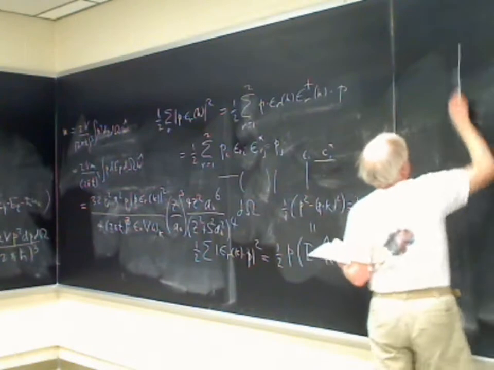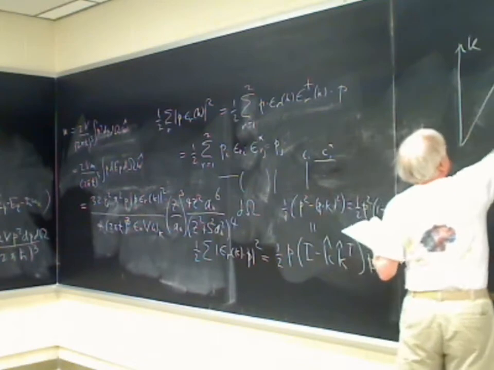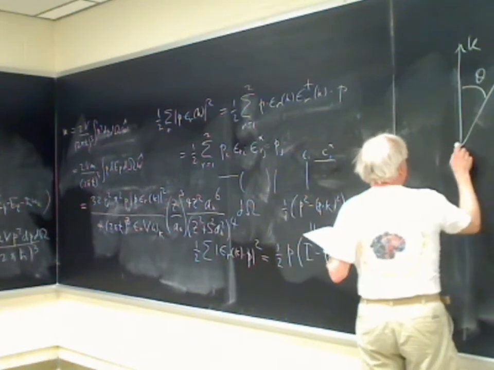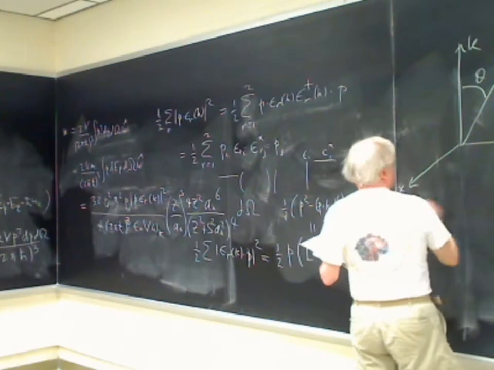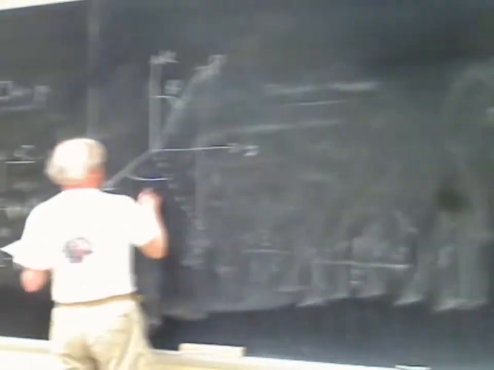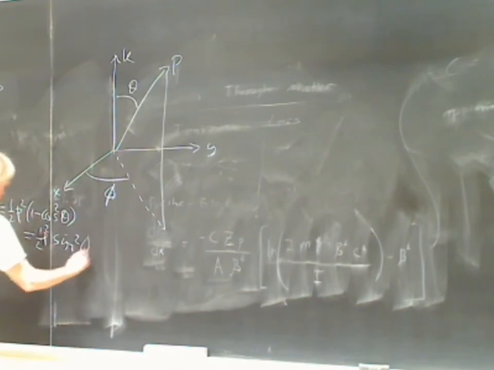Let me draw a picture. We've got this as k, suppose that is the z-axis. The ejected momentum of the electron is p at angle theta. This is the x-axis, that's the y-axis. You drop this perpendicular and you have an angle phi here. Okay, so that's our picture. Theta and phi are the polar angles of the ejected electron. But only cosine squared comes in here, and this is in fact 1/2 p squared sine squared of theta.